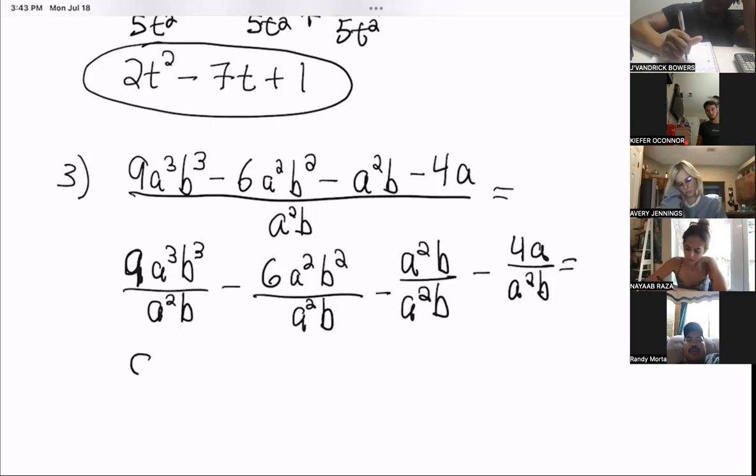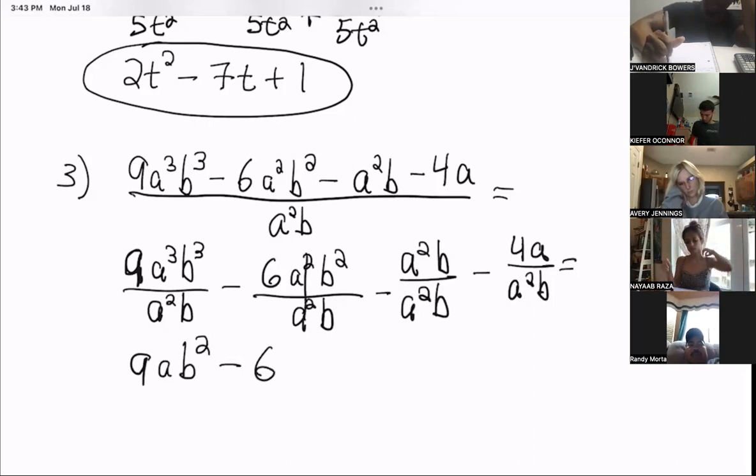9 is 9. A to the third divided by a squared is a. B to the third divided by b is b squared. So that's the first term. Minus 6 is just 6, we have nothing dividing it. A squared divided by a squared is going to go away. And then b squared divided by b is just b. Minus the next term, a squared b divided by a squared b. We just talked about that. That means it's 1 because both of them are going to become 1.